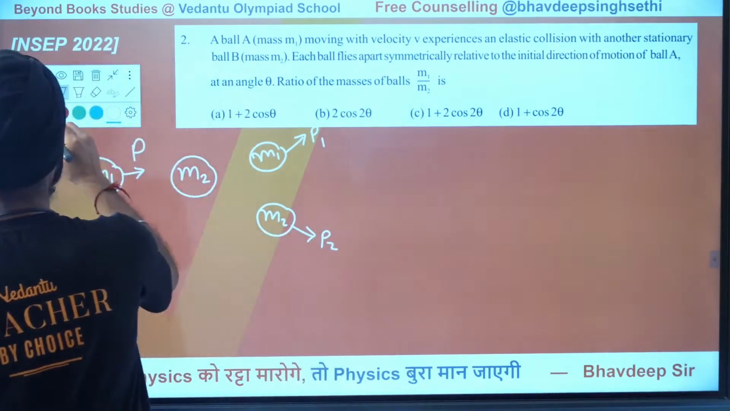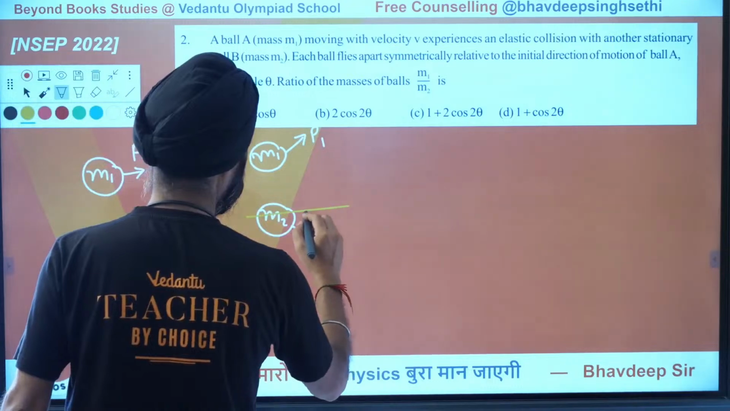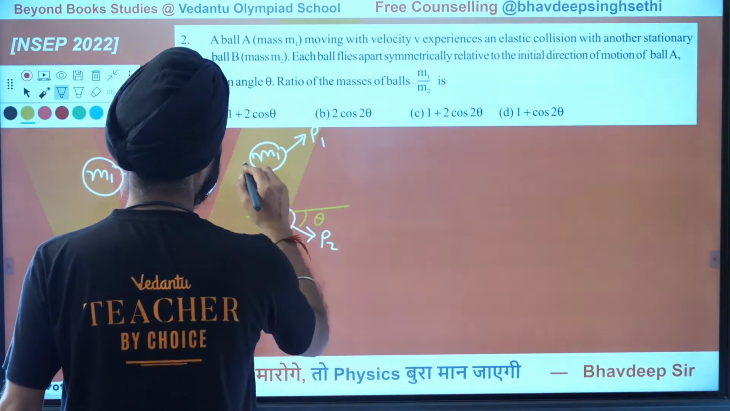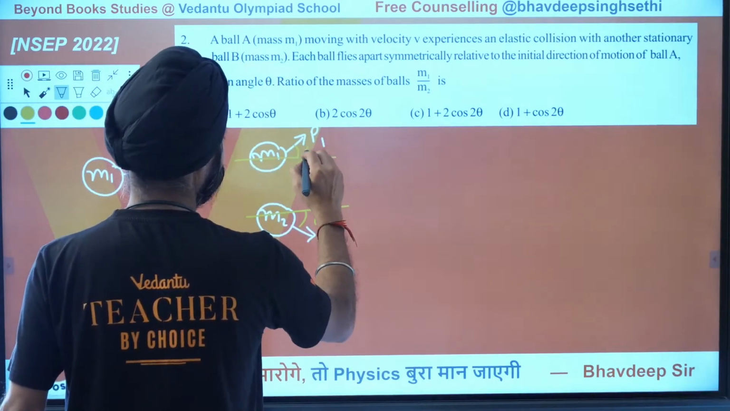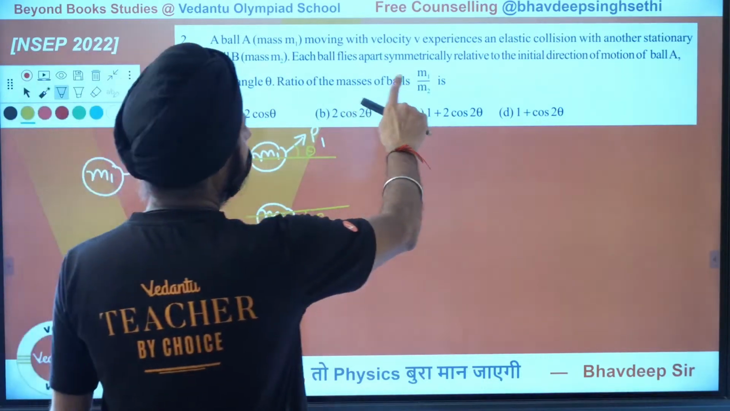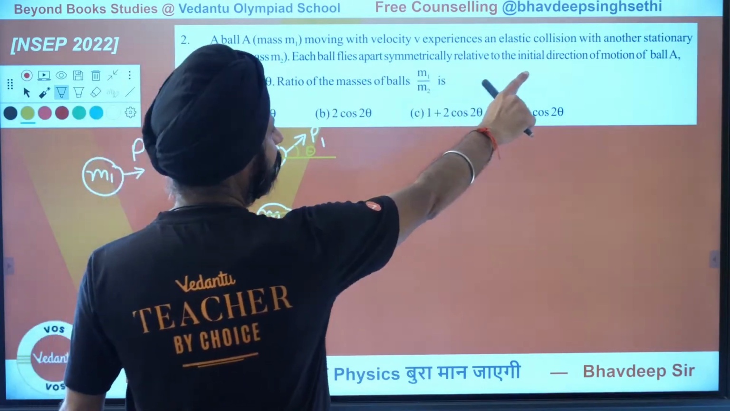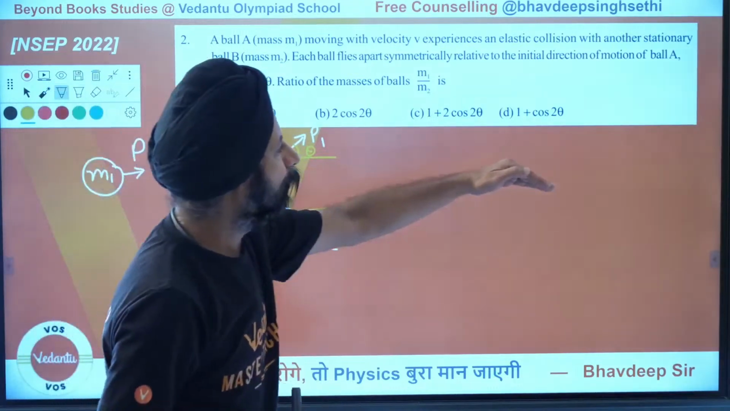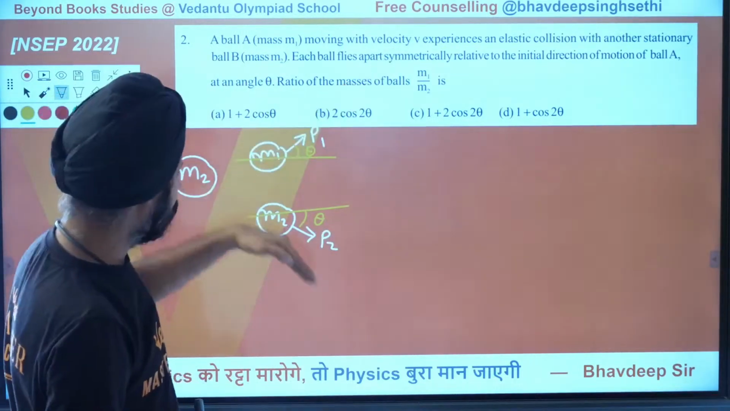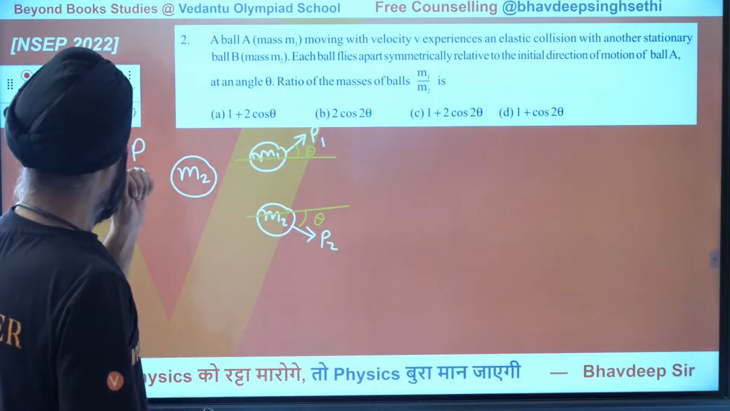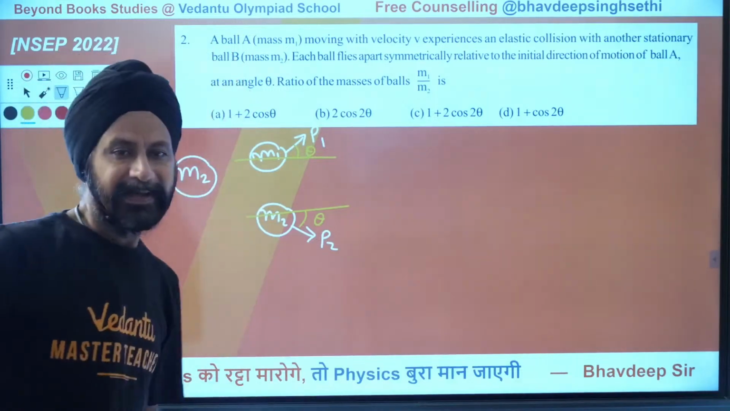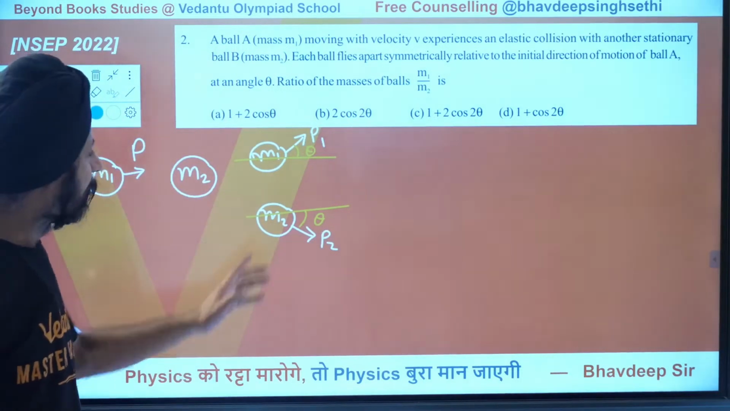Now they're telling us that this angle is theta and this is also theta. So they fly symmetrically related to the initial direction of motion of the ball at an angle of theta. This is theta, this is theta. So along the y-axis, momentum was zero. It has to be zero.